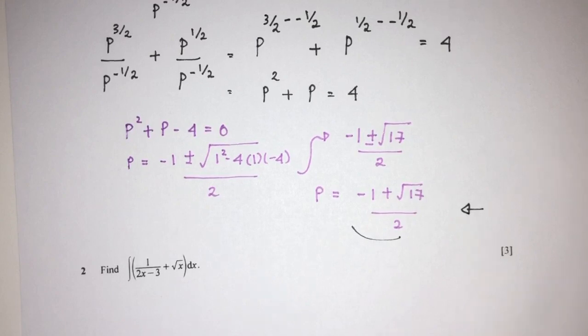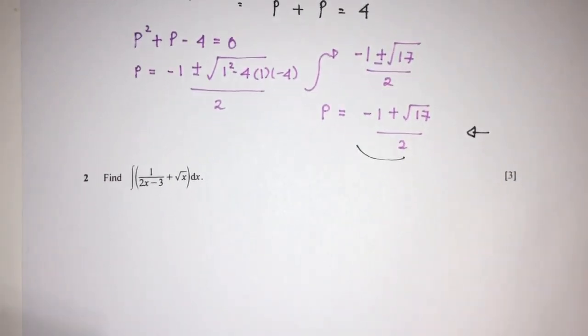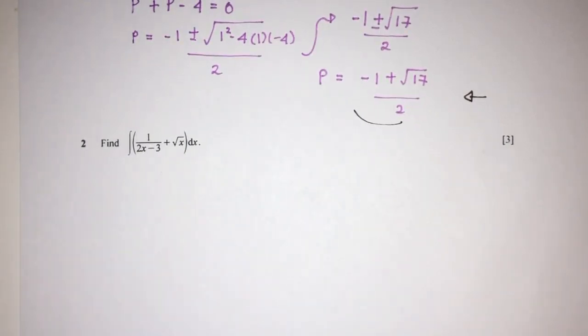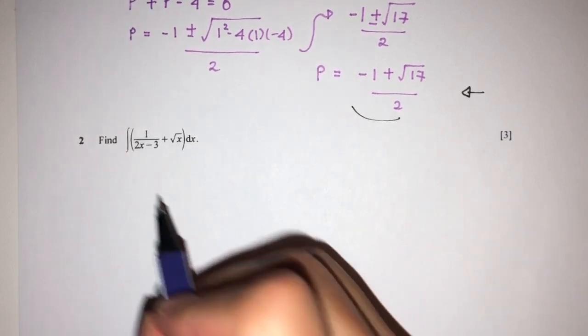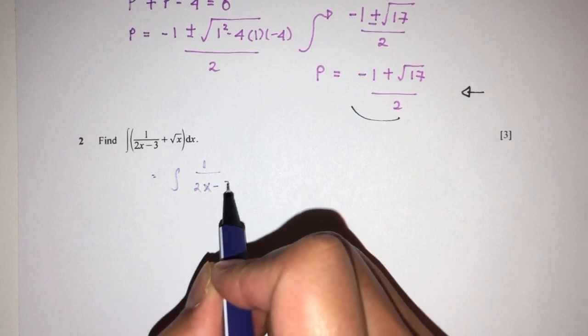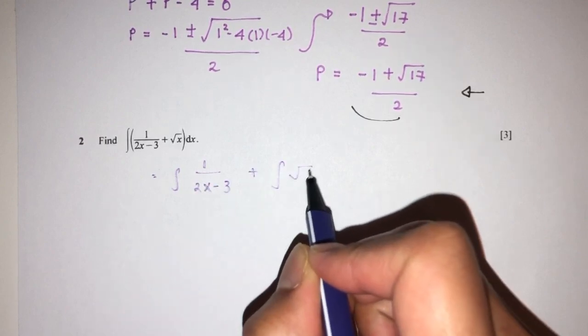So this we have done already. I will just try to do this with a new method that we have seen in the comments. Now for part 2, we have to solve this integral. This is very simple. Let's break this down into 2 pieces. We have 1 over 2x minus 3 plus this, right?